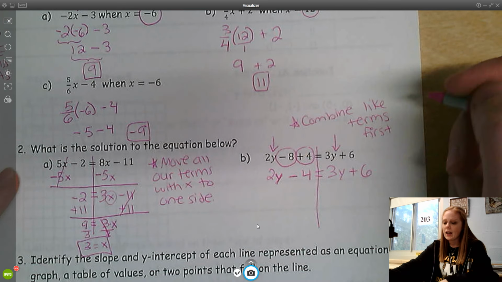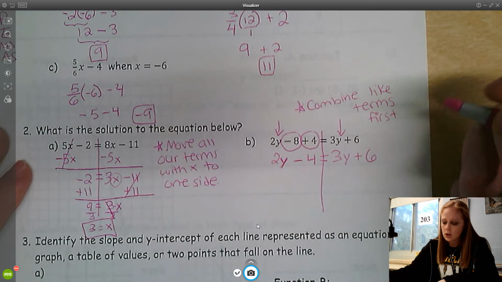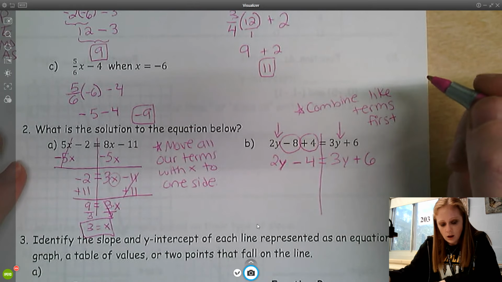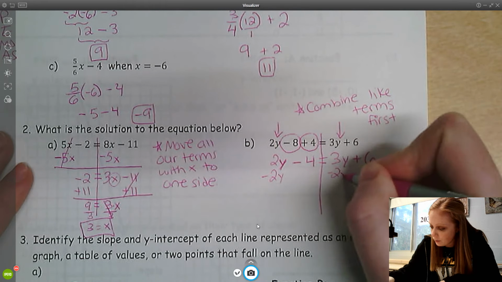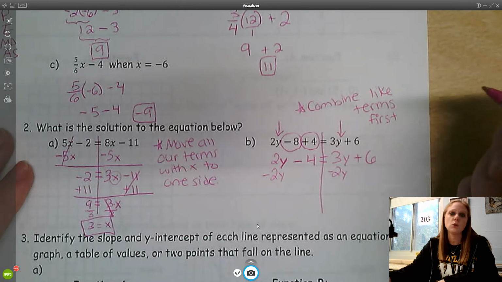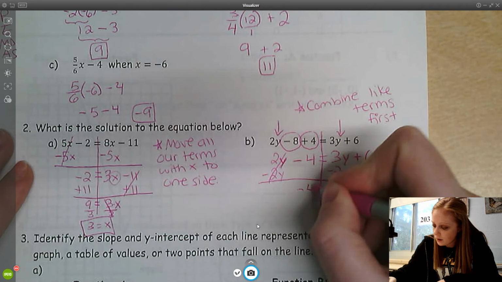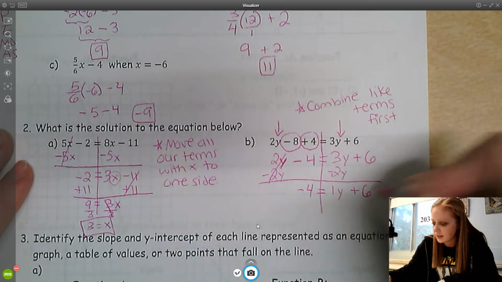So again, I'm going to think, how can I avoid having some negative y's? Because I really don't like negatives if I don't have to deal with them. So in order to do that, let's see, I'm going to minus my 2y on both sides because I know 3y minus 2y will give me a positive amount of y's. Then I'm left with negative 4 equals 1y plus 6.